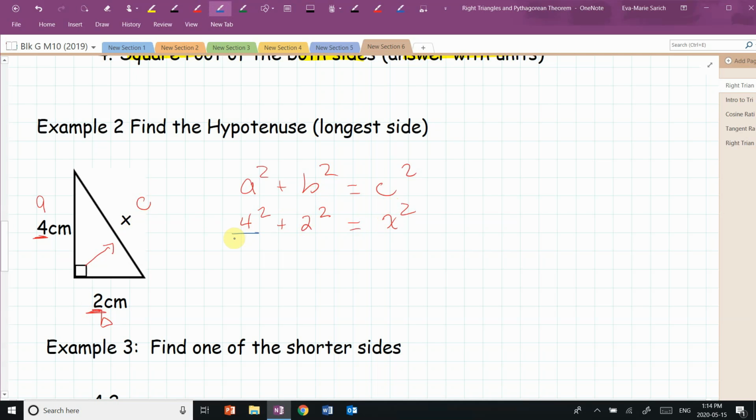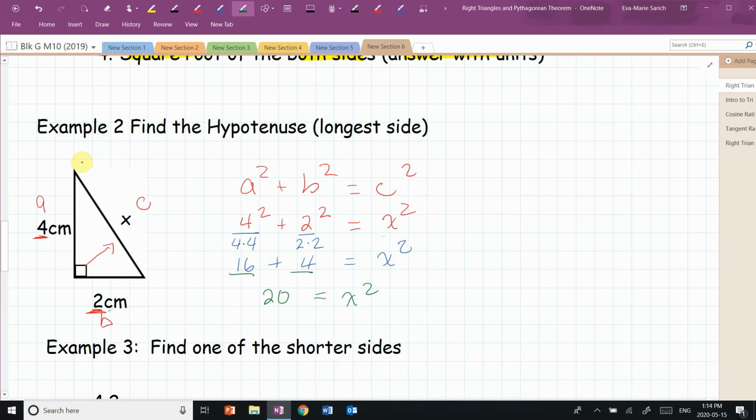So remember, 4 squared means 4 times 4, which is 16. And 2 squared means 2 times 2, which is 4. Now, x squared means x times x, but it doesn't change anything. It still stays x squared, so we're going to leave that x squared. Okay? Now, we're given the two short sides here, so we're just going to add the two short sides together. So 16 plus 4 gives us 20. So we're going to have 20 on the right side is equal to x squared.